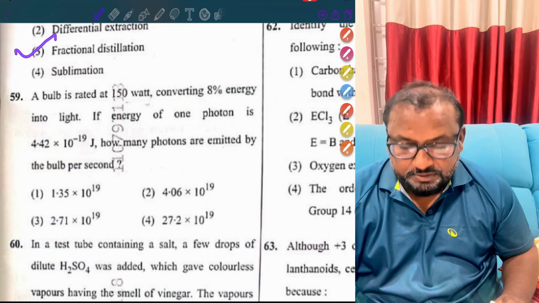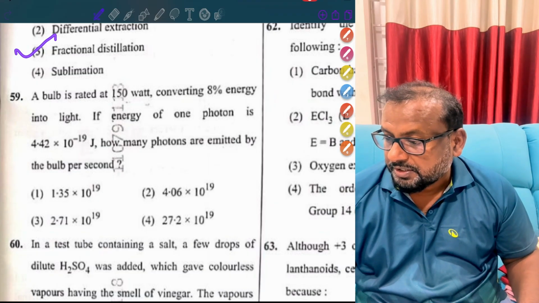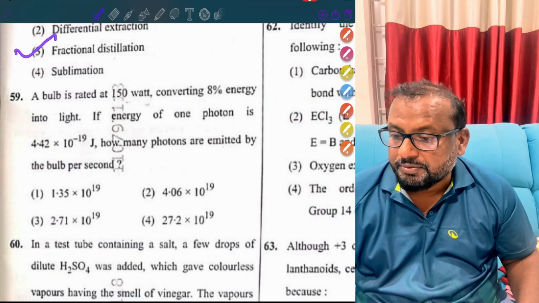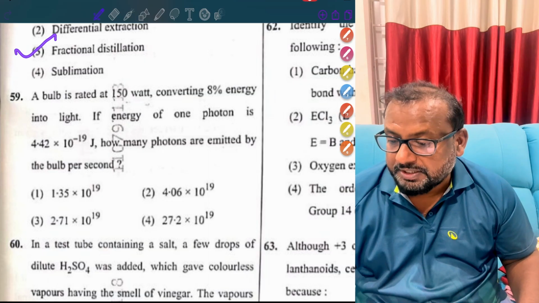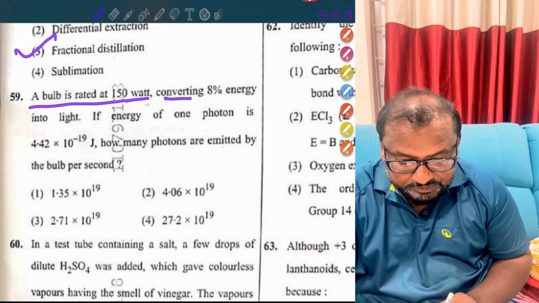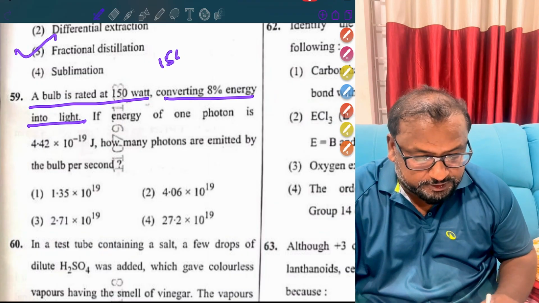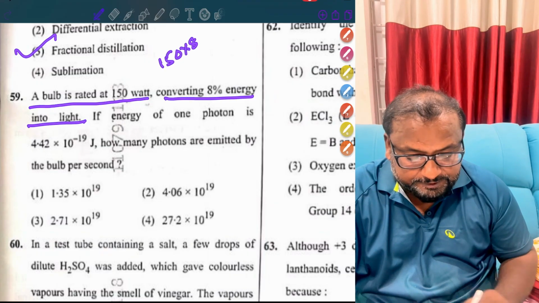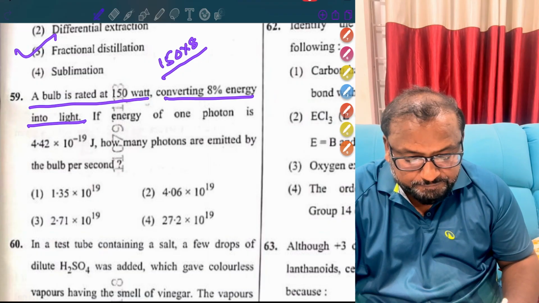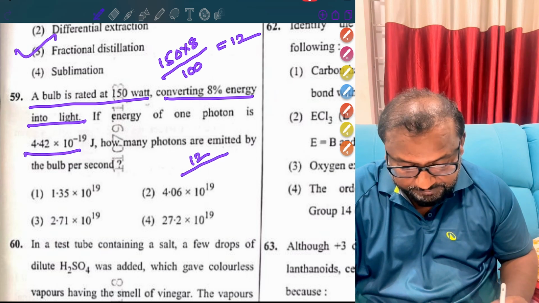Right. So next, 59. The 59th question is also an easy question. If you do it properly, you can do it easily. It's not a big deal at all. So a bulb is rated at 150 watts and converts 8% of energy into light. We'll find 8% of 150, so it will be 150 into 8 by 100, which comes to 12.